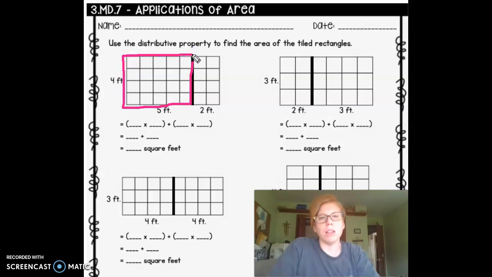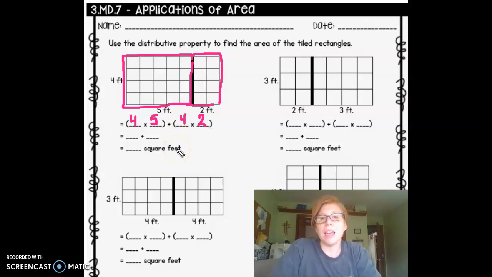I've highlighted the first rectangle here. So I see that this is 4 tall, 4 squares tall, 5 squares wide. Now we also have another rectangle on the other side of it. This was one big rectangle and it was just cut into two. This rectangle is 4 tall, but it is 2 wide.